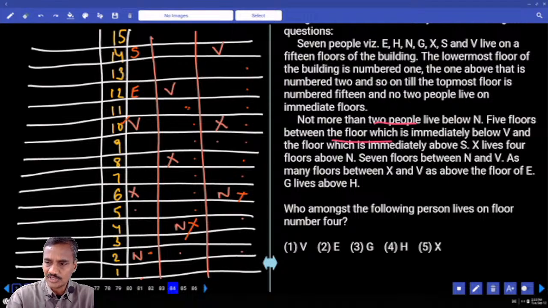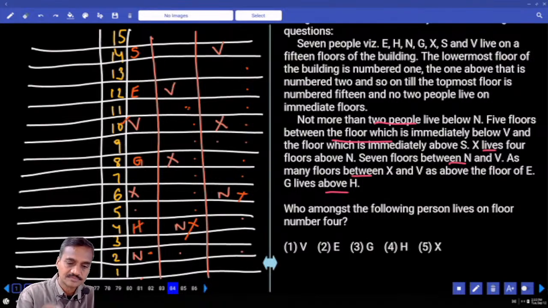And X lives above N. 7 in between N and V. As many floors above X and V above. G lives above H. Now G lives above H. Now what are the places left over? 8 and 4. 8 and 4, G is above H, G is here, and H will be at this place. Done with this? And please try to work out this one separately without looking into the solution after going to your home. Done?